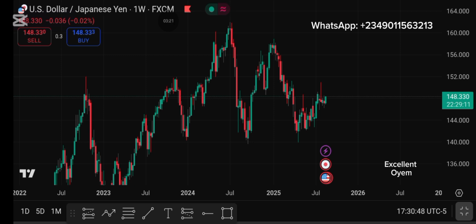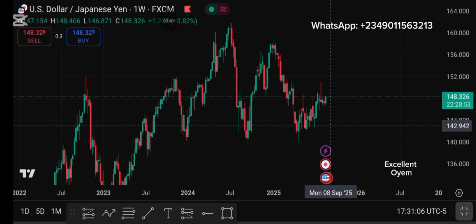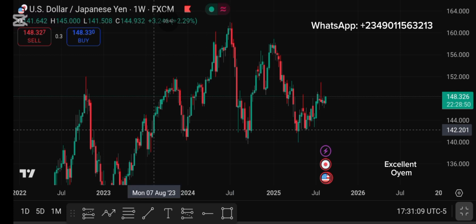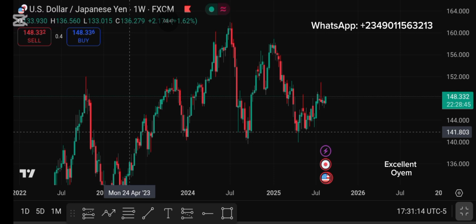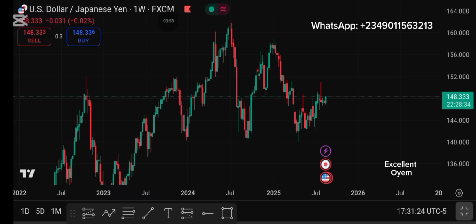So I'm teaching how to identify support and resistance. Number one, look for previous reversal points. Let me show you reversal points. If you check very well, you will see that this same level I talked about is a level that price has rejected so many times, and this is a good support level, and I will tell you why.